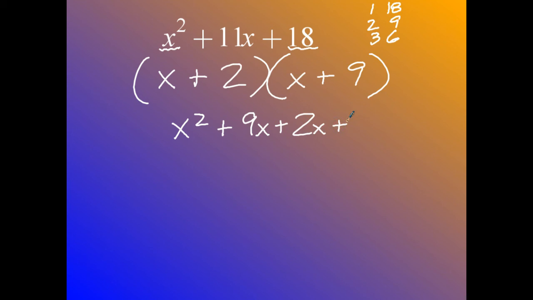And if you use your grid, if you use the box form, that's fine too. You're more than welcome to use that. I don't really care. Then once I get here, I'm going to get x squared plus 11x plus 18. Okay, and that's the same as what we have up top. All right. Okay, let's try another one.